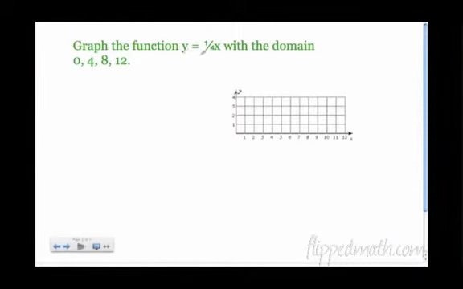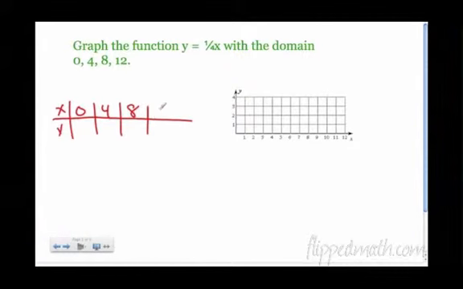So we're going to graph the function y equals 1/4 x with the domain 0, 4, 8, and 12. I think the easiest way to start is to make a table: 0, 4, 8, 12. I need to plug these into 1/4 x. So 1/4 of 0 is my first one. 1/4 times 0 is 0. Then I can plot that point, (0, 0), which is right here.